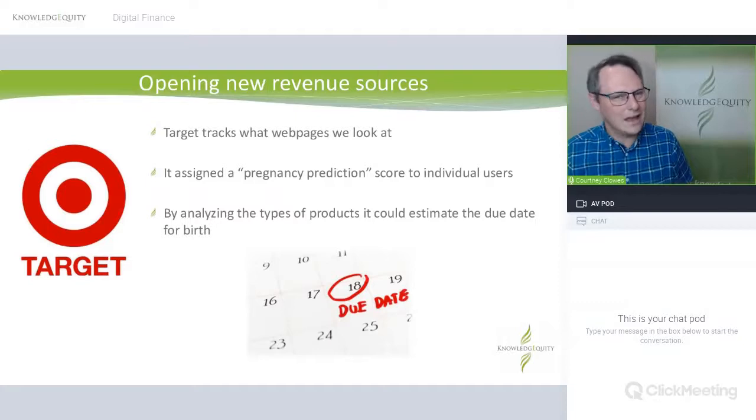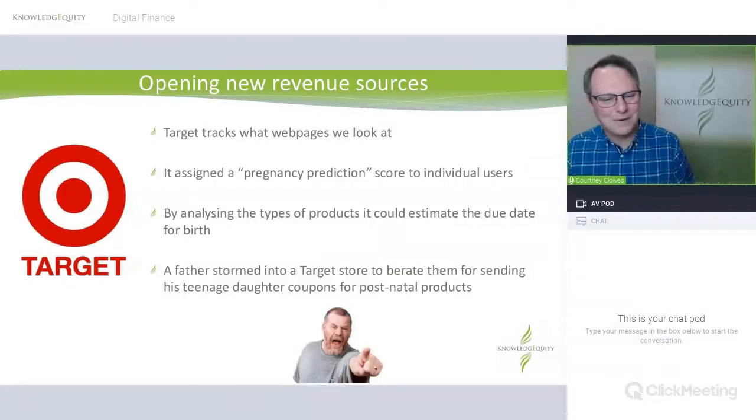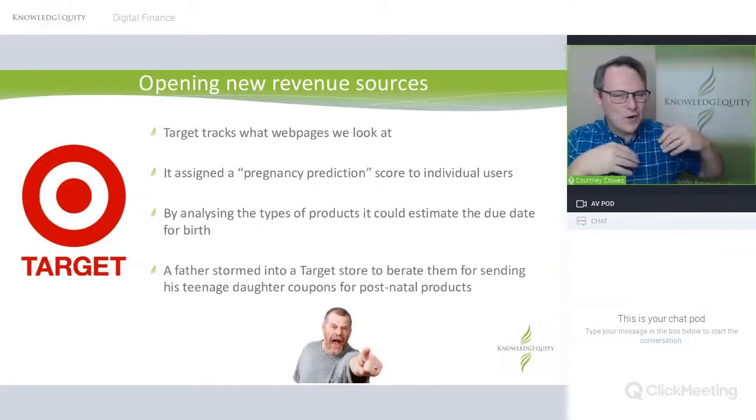A little bit scary. They might know it before you. And a great example of this at the personal scale is when the teenage daughter gets sent coupons for baby products, which is kind of awkward when the father doesn't know. And the daughter, I don't think, even knew at this point in time. So amazing data can really give insights.